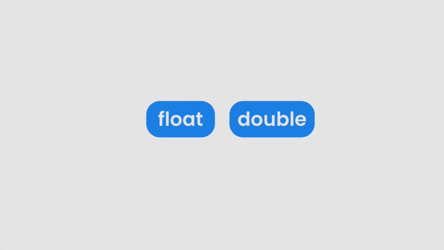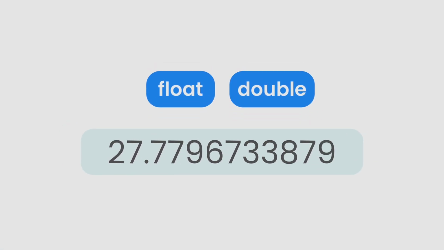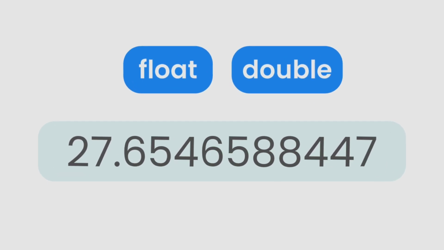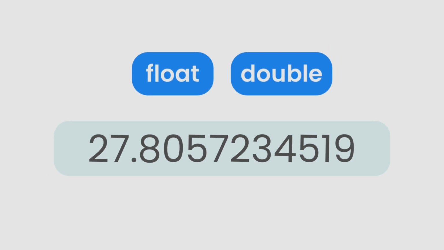Additionally, there are float and double data types which can store numbers with decimal points. These data types are useful when dealing with calculations that involve decimal numbers.